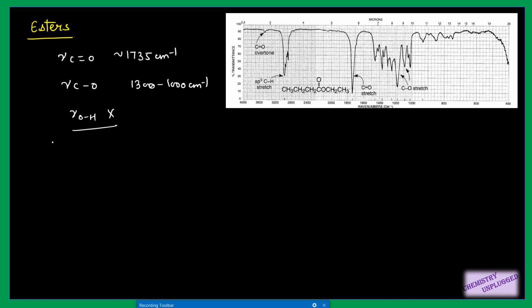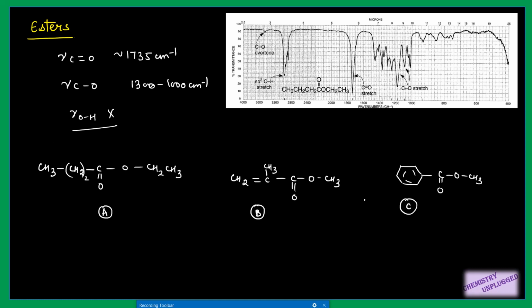Then we will see the various factors which can affect the vibrational frequency of esters. We have already discussed what type of factors can affect. Now we will take some examples, right? Here we have three molecules. Now you have to arrange the CO vibrational frequency of all these three esters. So this is our basic ester, there is no conjugation in it, so it can have a value close to 1735 centimeter inverse, right? Then in this case we have alpha beta unsaturation, and in this case we have aryl substitution.